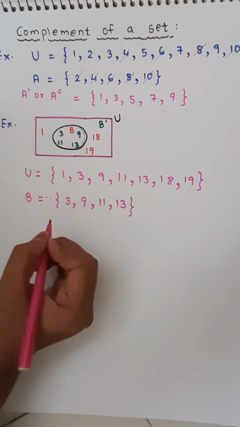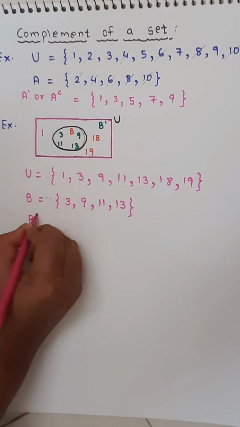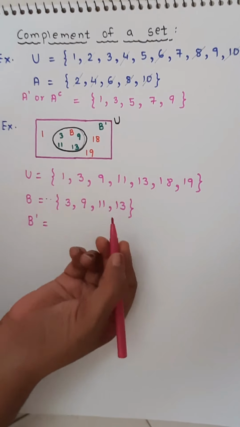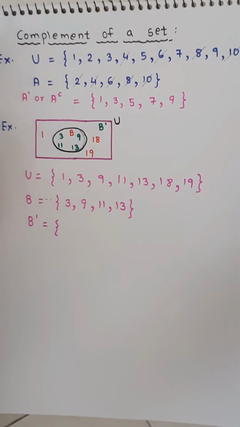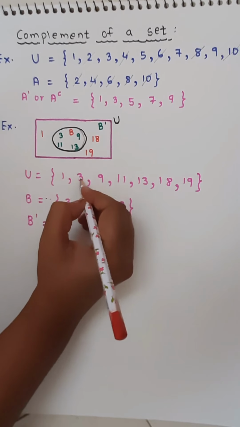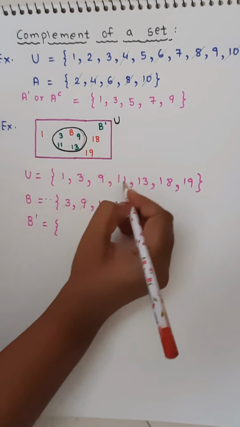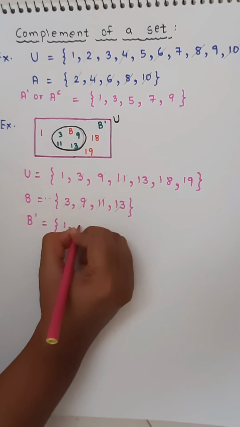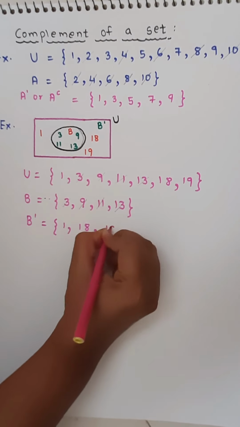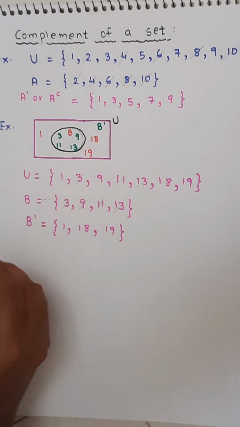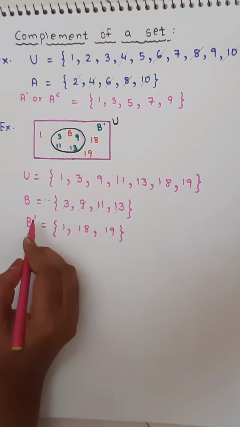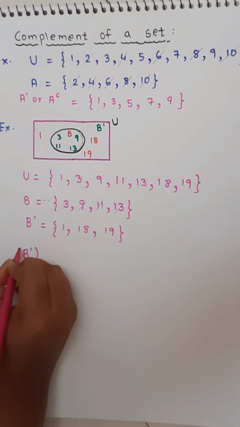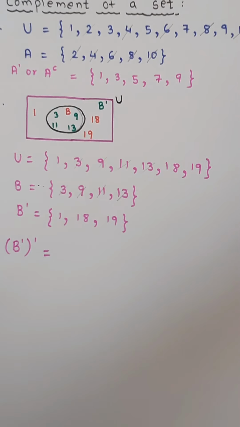B dash means you strike off the common ones and write the remaining ones. So I will not write 3. 9 is common, 11 is common and 13 is common. So the remaining are 1, 18 and 19. Now the question that comes in the exam is: what is the complement of B dash? That means B dash, and what is the complement of that?